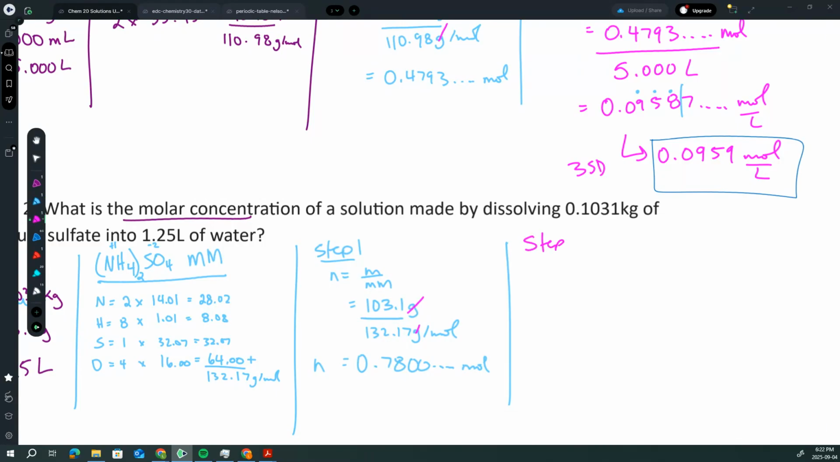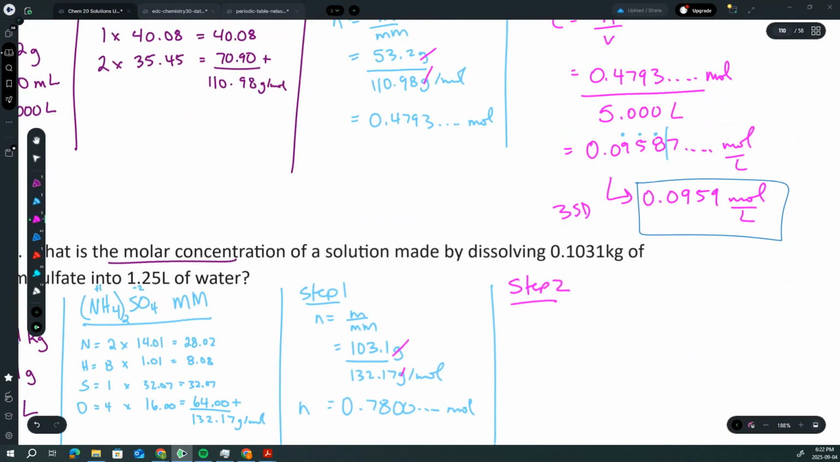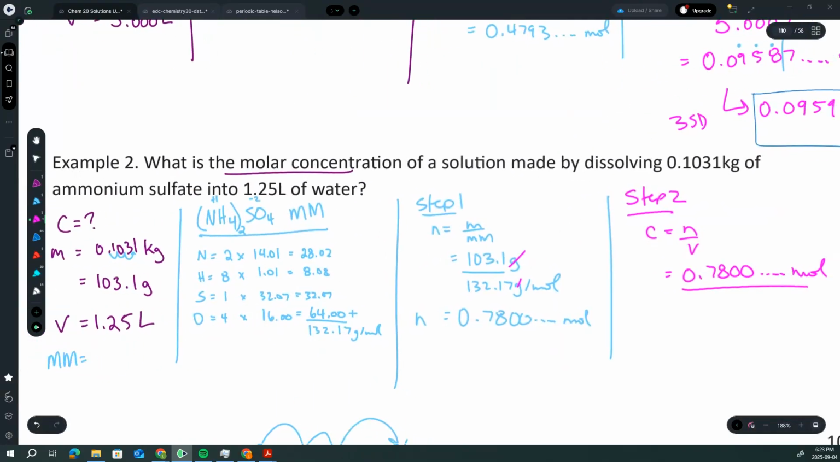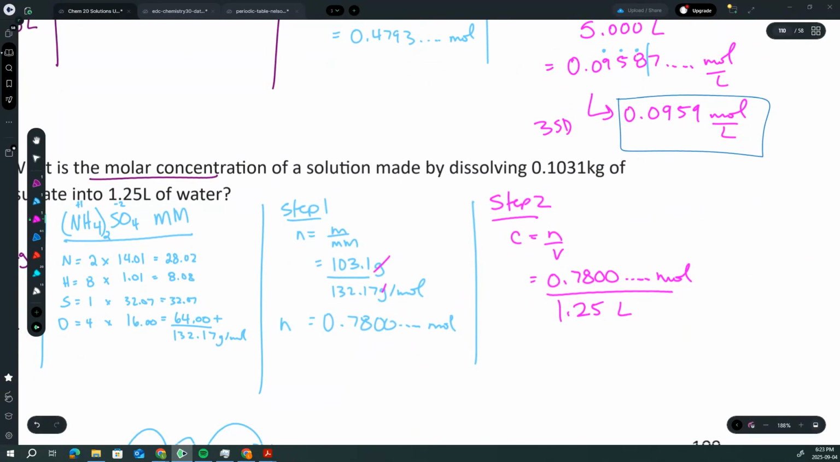Then step 2. We're going to be using concentration is equal to moles divided by volume again. So remember, I'm using the raw unrounded number in my calculator in this next calculation. Divided by, we had 1.25 liters. So concentration is going to be 0.6240. Number keeps on going on forever.